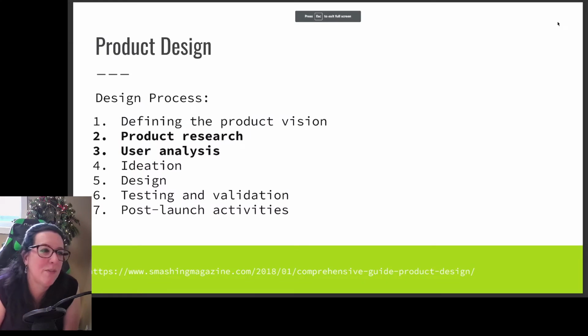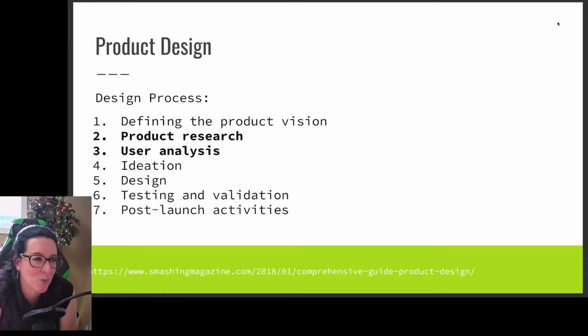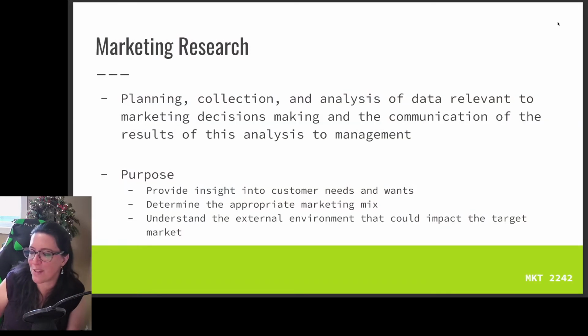All right, so once we've defined that vision we have for the product, the next step is to do some product research and user analysis. So this is where marketing research comes in. What features are our customers looking for? How do they use our product? How do they decide to buy from us versus someone else? So there's a number of different types of marketing research we can do. Marketing research is the planning, collection, and analysis of data relevant to marketing decisions.